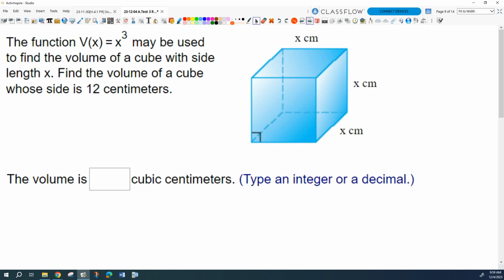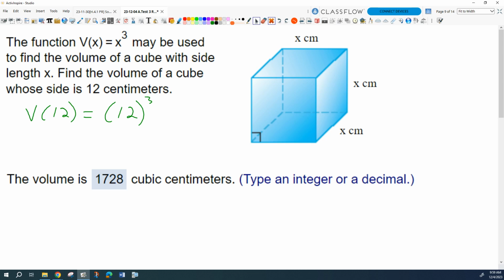Okay, how about this one? They give us a function, v of x equals x cubed, and that's used to find the volume of a cube. So v for volume, a cube with side length x. Find the volume of a cube whose side is 12 centimeters. How would I use that function to find the volume? 12 cubed. Yeah, I'm just plugging 12 into the function. And so v of 12 is just going to equal 12 cubed, which is just 1,728. It's a big number. Okay, but that's how you do it.